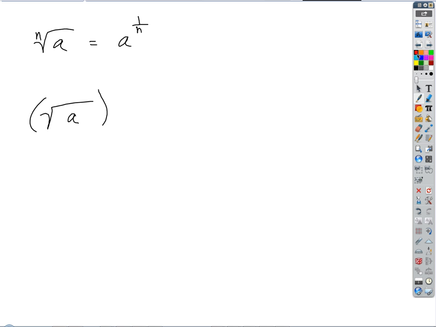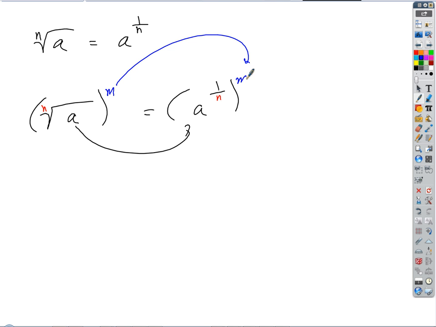Let's say, what's the nth root of a to the m, how about? Okay. Well, what's the nth root of a? We already decided what that was. The nth root of a, that's what's inside the parentheses. If I change that into a fractional exponent, what do I get in the parentheses? A to the power of 1 over n, right? So this is equal to, inside the parentheses, I'm just going to get an a to the 1 over n, and then the whole thing is going to be raised to the power of m.